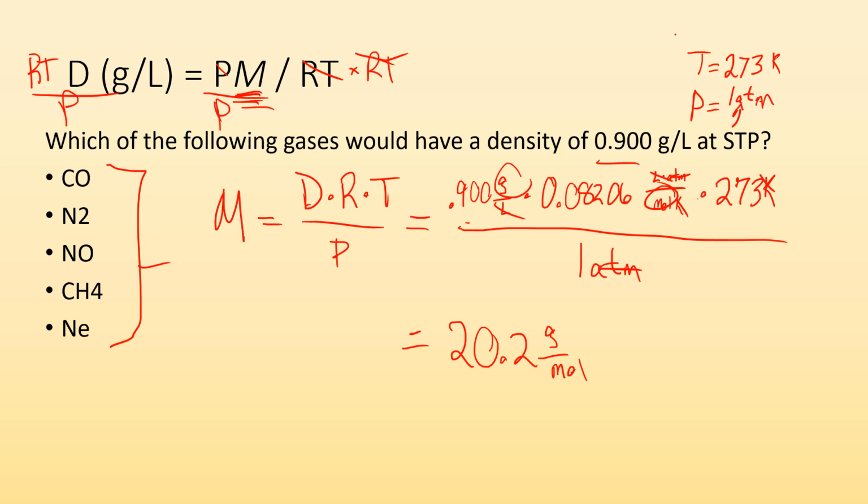So now I just look at my options and go, which one of these has a molar mass of roughly 20.2 grams per mole? So if I do the math for this, I get CO has roughly 28, N2 is also roughly 28, and O2 is roughly 30 grams per mole. CH4 is roughly 16, but Ne, neon, I look up, and its molar mass is roughly 20.2. So the correct answer would be neon.